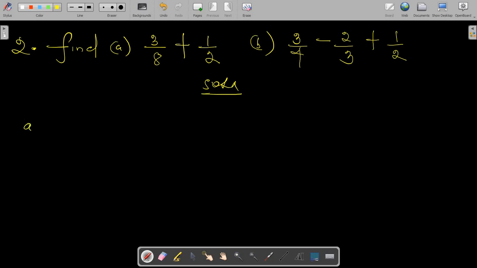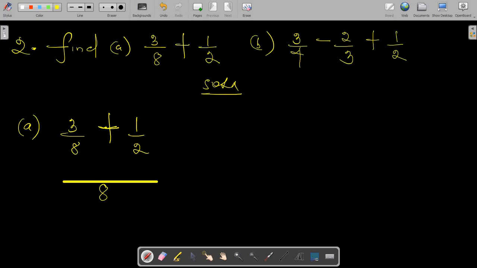Let's go. So we have 3 all over 8, then plus 1 all over 2. So this time around, they don't have the same denominator. So we look for the LCM or the LCD. So what's the LCM here? LCM is 8. So let's go there. So let me write all over, let me put the LCM, which is 8.